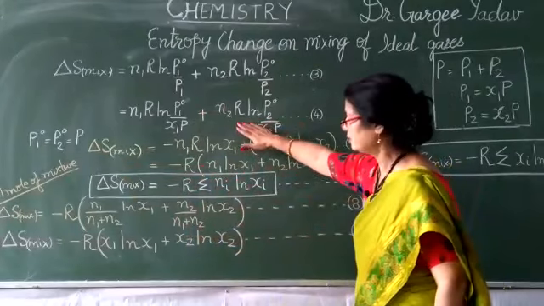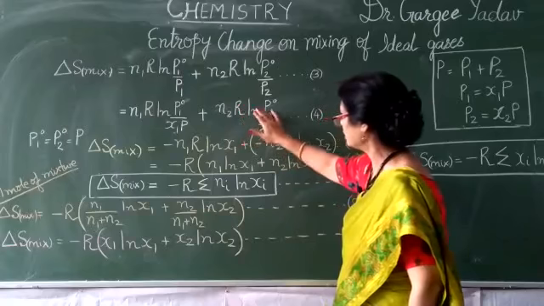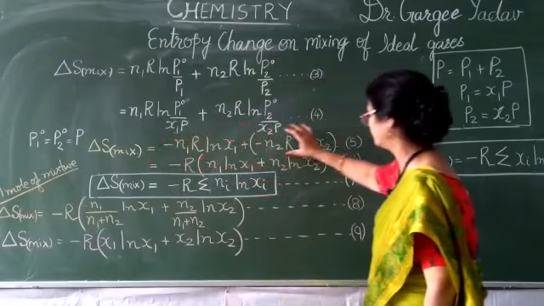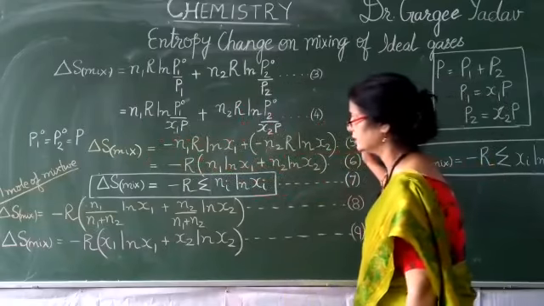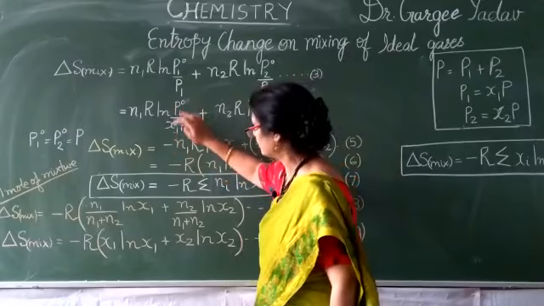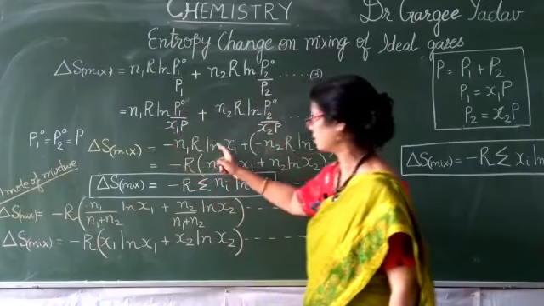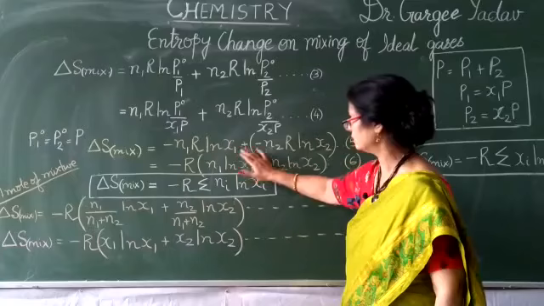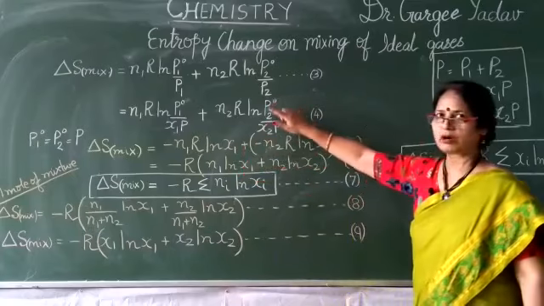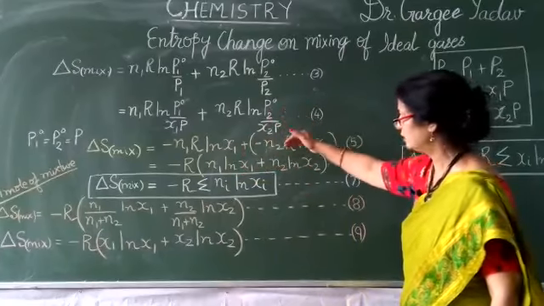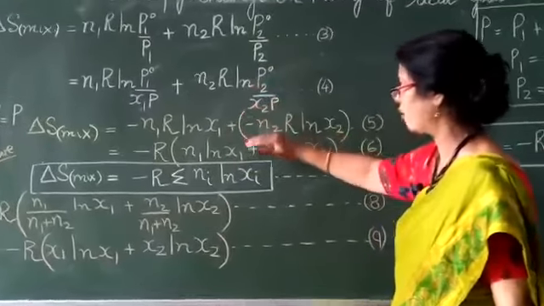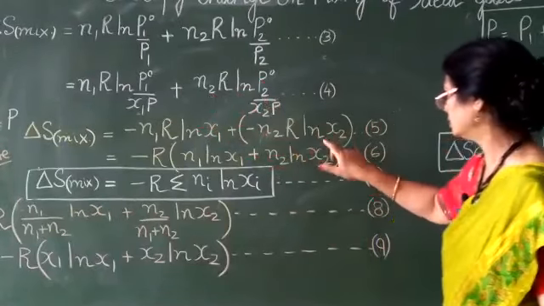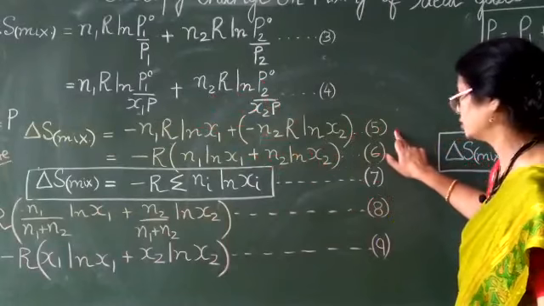So what will be remaining here? N2 R log natural 1 upon x2. We can write it in this form as equation number 5. This 1 upon x1 we can take as minus log natural x1. So it will become minus N1 R log natural x1 plus, again here it is log natural 1 upon x2, so it will be in the negative form. So it will become minus N2 R log natural x2. So this will be our equation number 5.